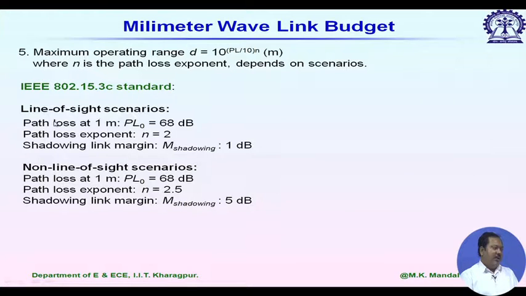802.15.3c standard. For the line of sight scenario, consider PL_0 of 68 dB, path loss exponent n equal to 2 and M shadowing just 1 dB. This is called the shadowing link margin. But for the non line of sight scenario, path loss at 1 meter, same value 68 dB, consider path loss exponent small n equal to 2.5 and shadowing link margin equal to 5 dB. So, these are some suggested values for this IEEE standard.